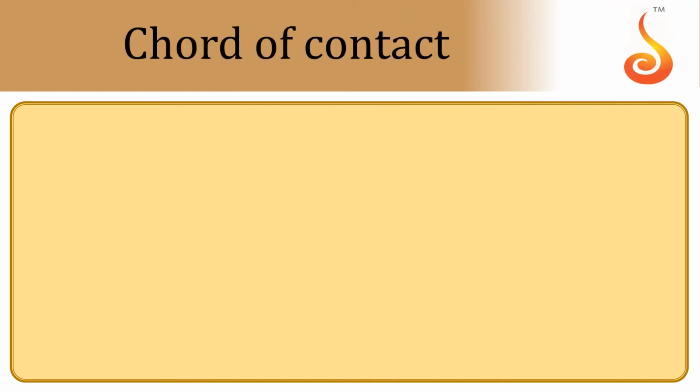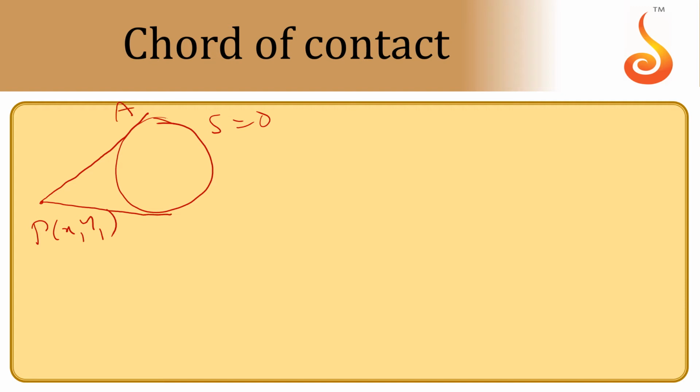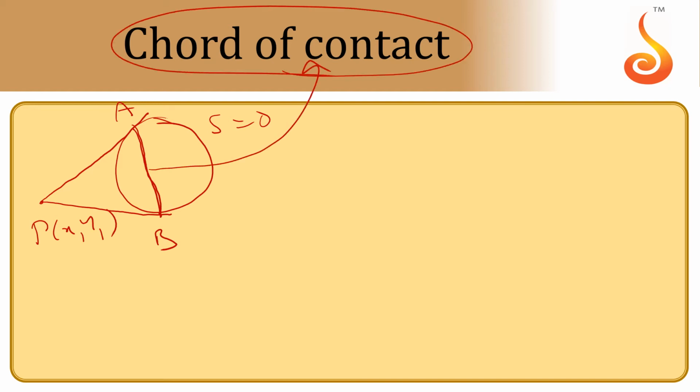Then let us discuss the chord of contact. So what is the chord of contact? Suppose I give you a circle S equal to 0, and there is a point P(x1, y1). From P, which is outside, we can draw two tangents. If you join AB, AB is the chord which we got by joining the points of contact. So this AB is called the chord of contact.